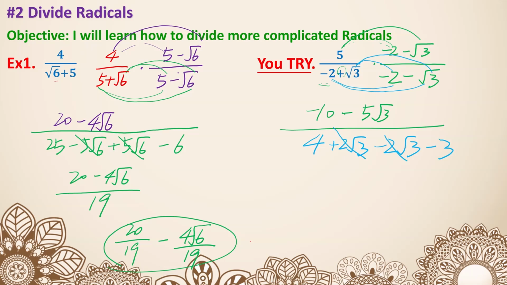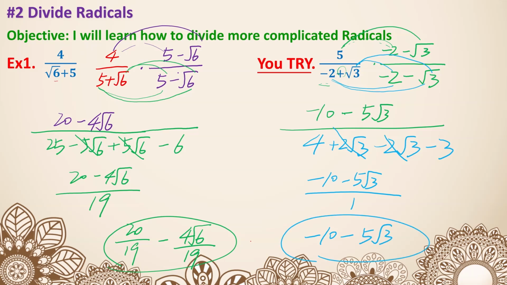The middle two terms cancel out. We're left with a -10 minus 5 square root of 3 on the top, all over 4 minus 3 is a 1. So eventually the final answer is -10 minus 5 square root of 3. That's example 2.